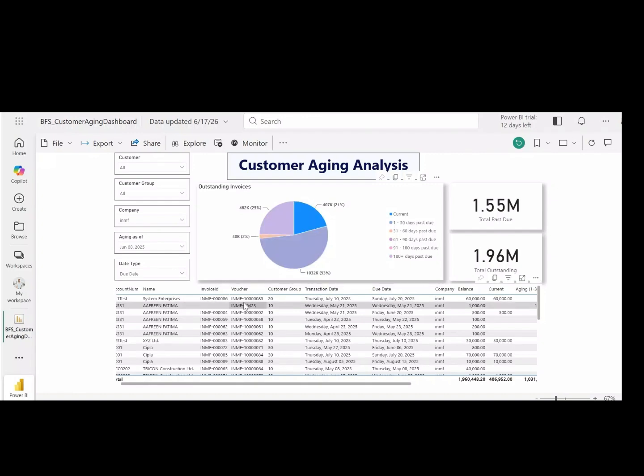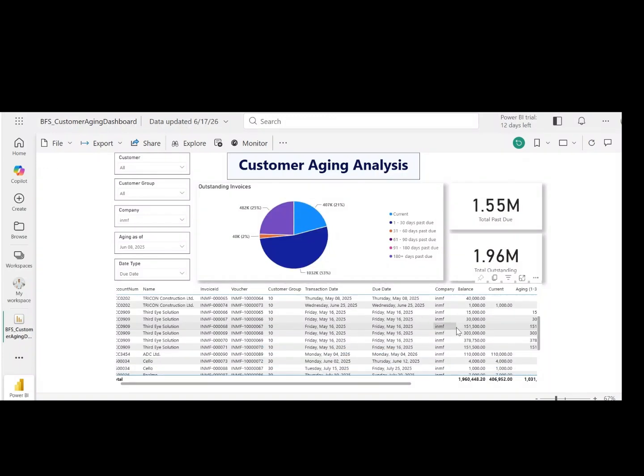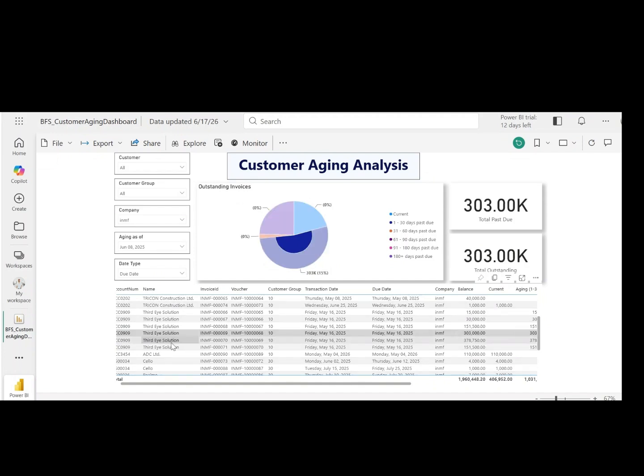One of the key strengths of this dashboard is its interactive functionality. Selecting any aging category, customer group, or transaction dynamically filters all related visuals and data throughout the report. This cross-filtering capability allows users to move seamlessly from high-level summaries to detailed transaction analysis within a few clicks.